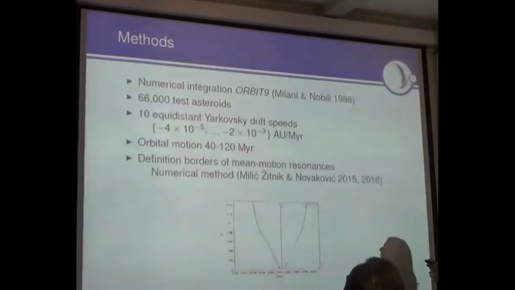We used, for example, 10 equidistant Yarkovsky drift speeds from 10 to the power minus 5 to 10 to the power minus 4 astronomical units per million years. We use these values because they are reliable for kilometer-sized asteroids in the main belt. And we track the motion of asteroids from 42 to 120 million years, because this range exists due to the different strengths of the mean motion resonances and of course the very wide range of Yarkovsky drift speeds.